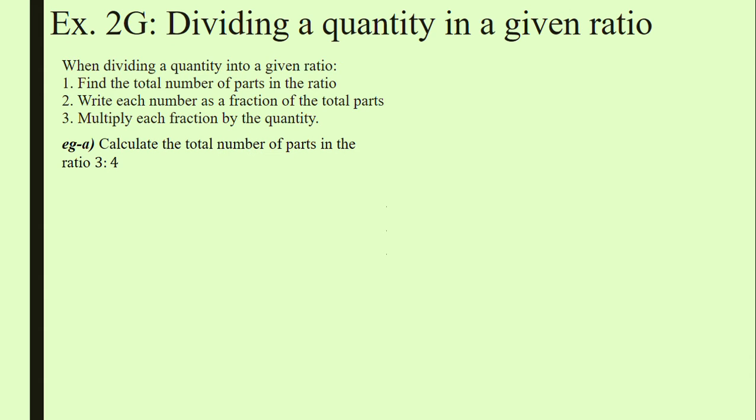Two examples. So first thing that we need to do is calculate the total number of parts in the ratio 3 to 4. So we're sort of going to step it out for you today. Of course, 3 plus 4, we've got 3 parts of this and 4 parts of this. We have a total of 7 parts. So literally, to calculate the total number of parts in the ratio, we add them all together.